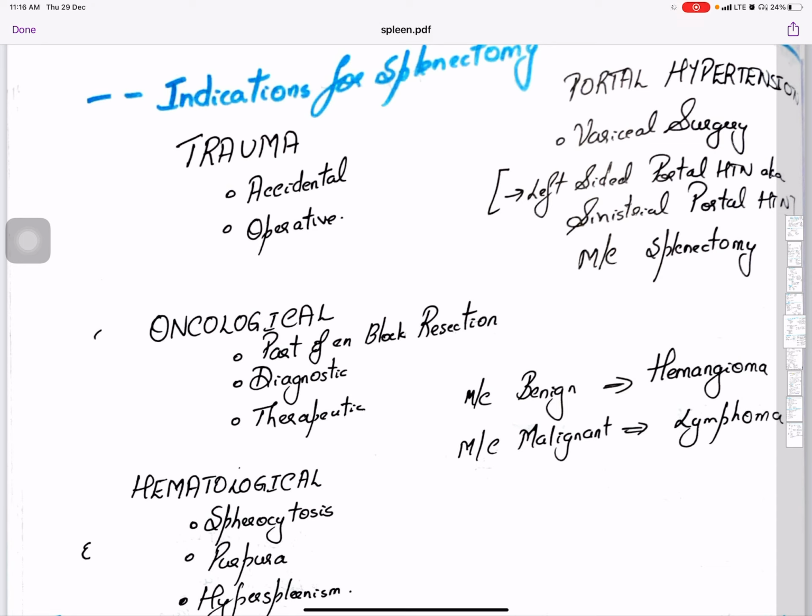Malignancy was done. Storage will do. Hot, store, infection, hypertension. Trauma: in stage 4, stage 5, and stage 3 with unstable vitals. This can be intraoperative or accidental. Then we have storage. In storage, we have Gaucher's disease, Niemann-Pick disease.